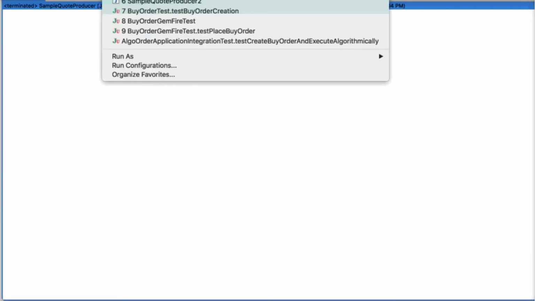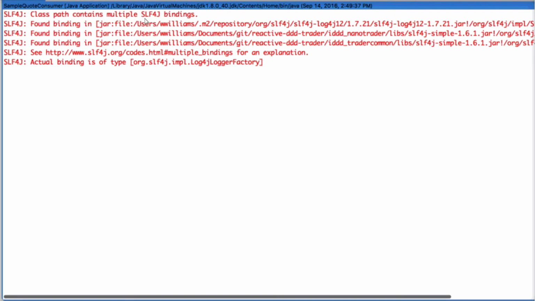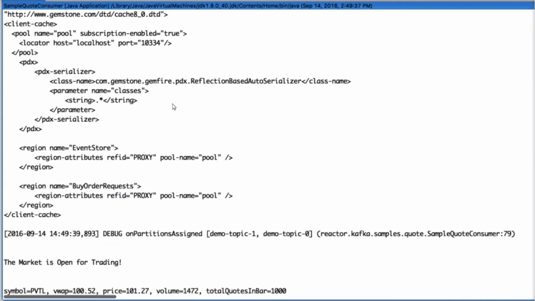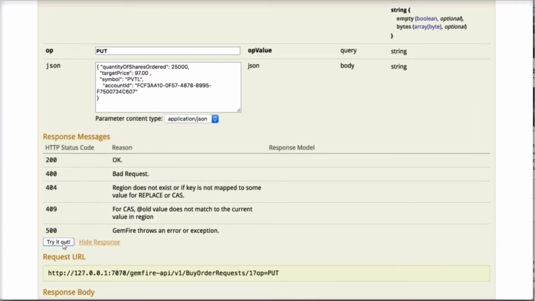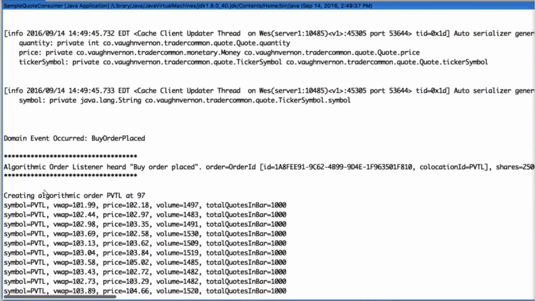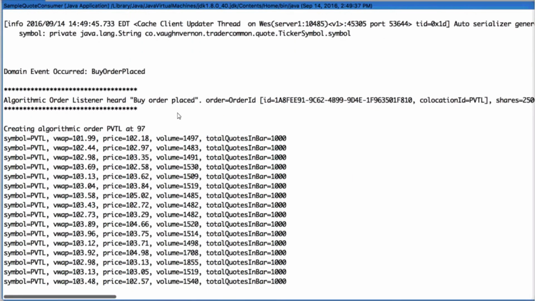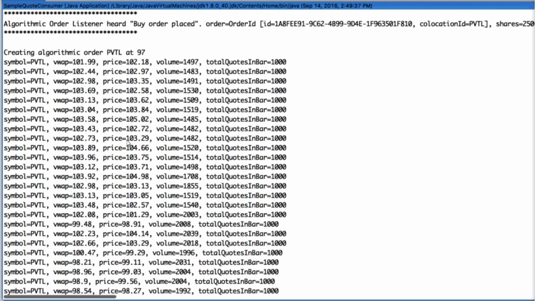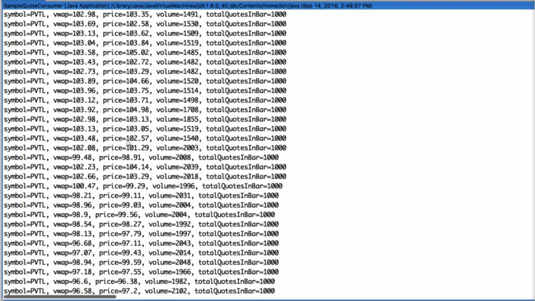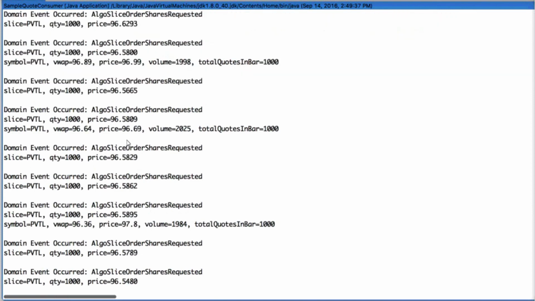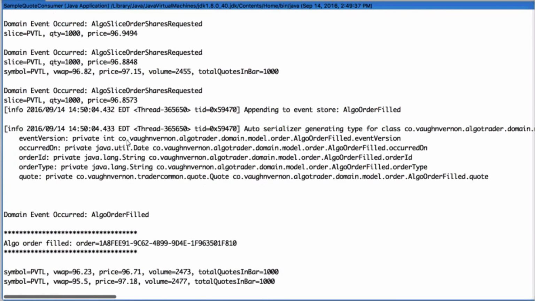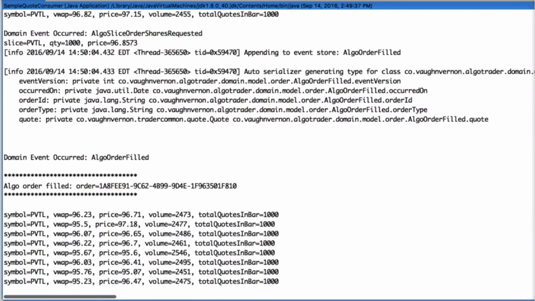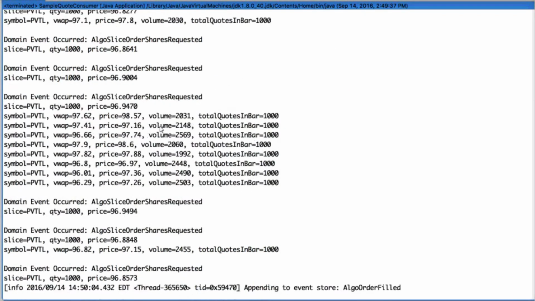So what I'm doing is I'm opening the market for trading. The market is open for trading. We're trading at about $100 a share. I'm going to submit my order, and you see that the algorithmic order listener heard that there was a buy order placed. So as prices are streaming by, when we hit 96, our trading begins. If the price ticks above 96, trading stops, and there we're done. Well, that was fast.